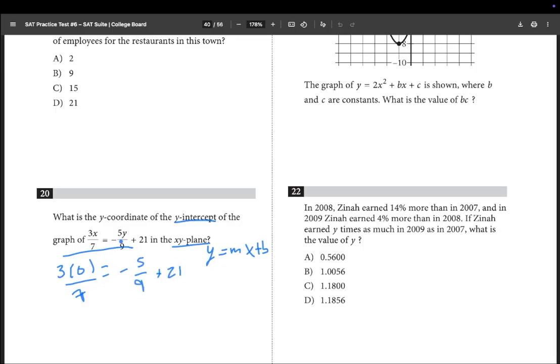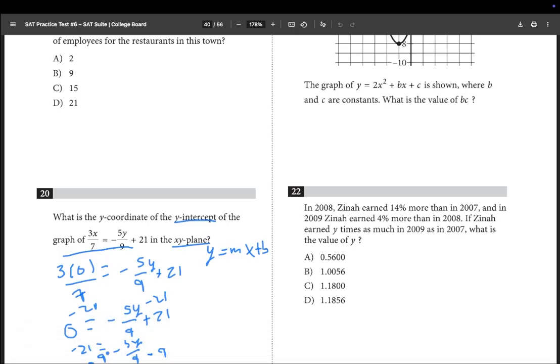So we know this is a linear equation. And so 0 over 7 is going to be the same as just 0. So 0 is equal to negative 5y over 9 plus 21. Subtract 21 on both sides. So negative 21 is equal to negative 5y over 9. So multiply both sides by 9.